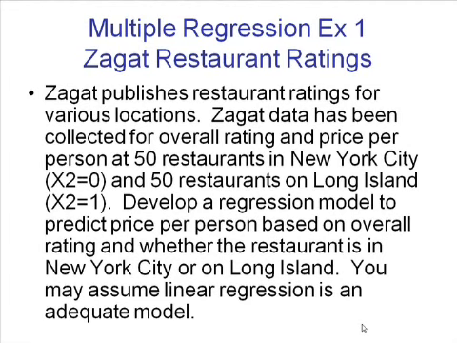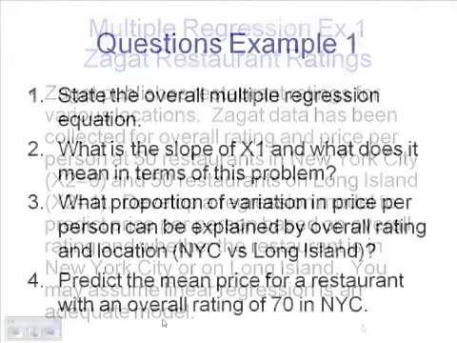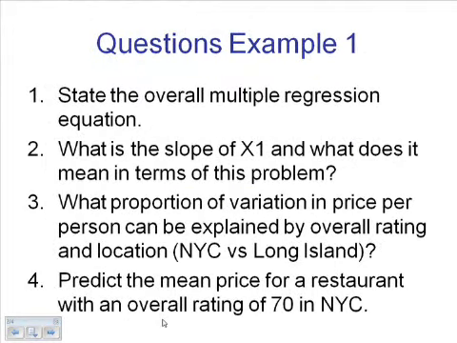Okay, let's make sure we're straight. We are predicting price per person. That is y. x1 will be rating. By the way, high rating is better than low. And x2 is the location variable, which is a dummy variable. Here are the questions we're going to answer. In particular, I'll give you a minute to read over these.